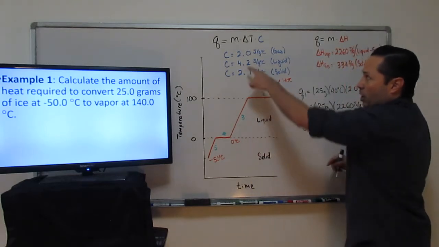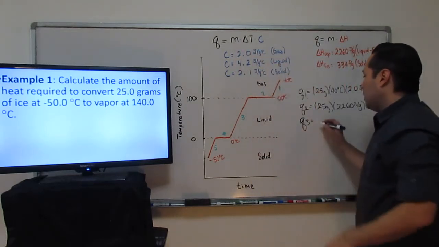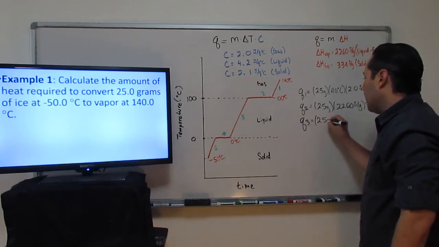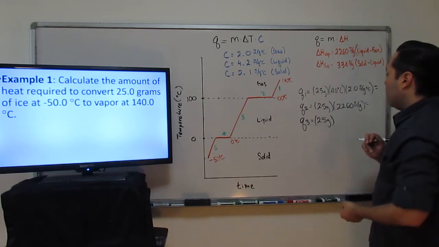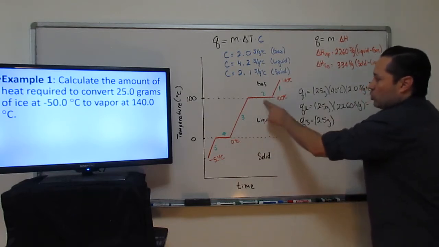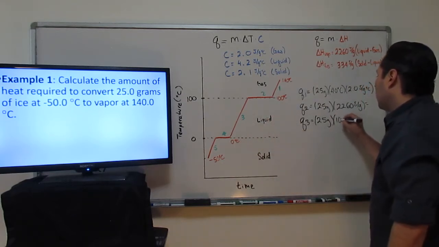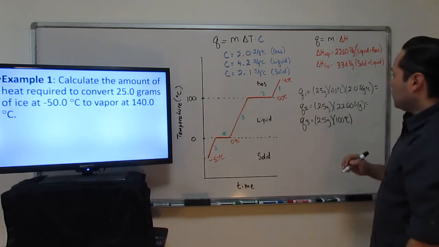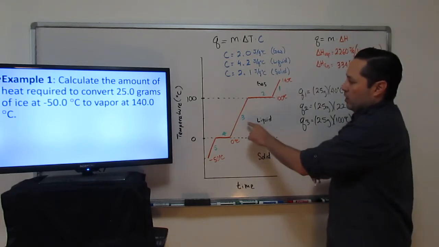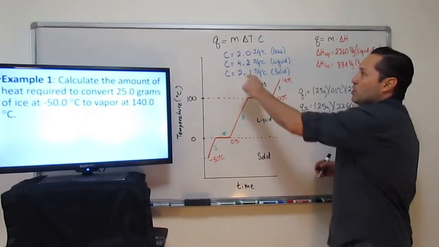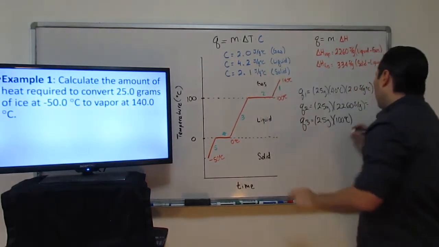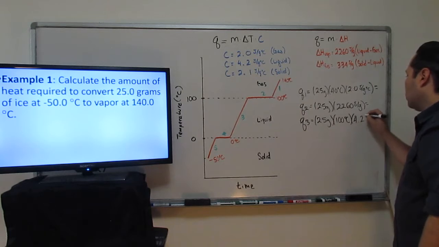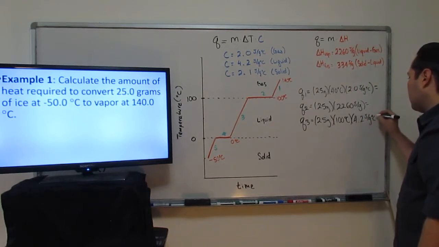All right, line number 3, that is from here to there. It's going up and down, so we're back to this formula. Mass still 25. It remains 25 throughout the whole problem. The change in temperature from 0 to 100 is 100 degrees Celsius. And line number 3 is in the liquid phase. So which specific heat to be used? Well, in the liquid phase, it's 4.2 joules per gram degrees Celsius.